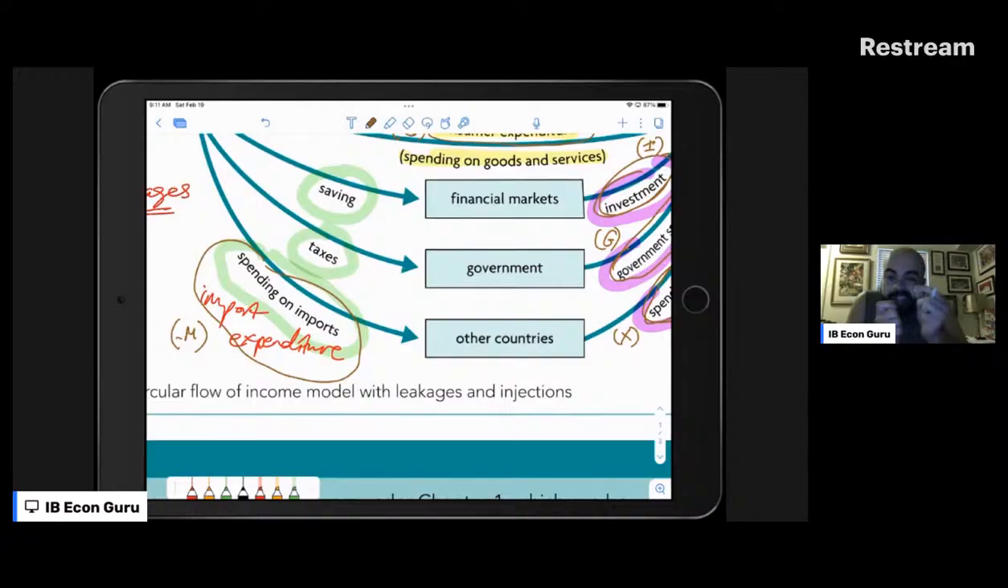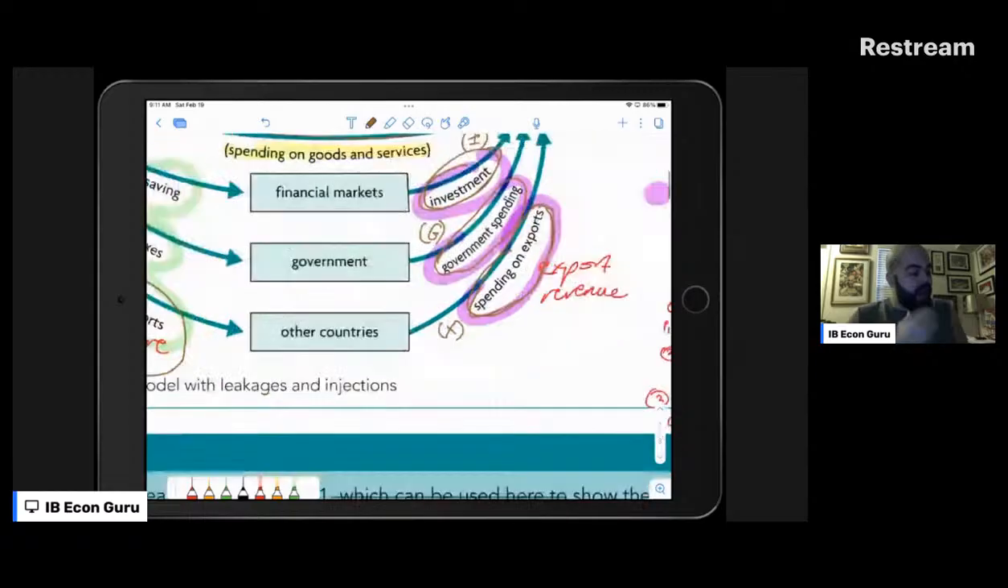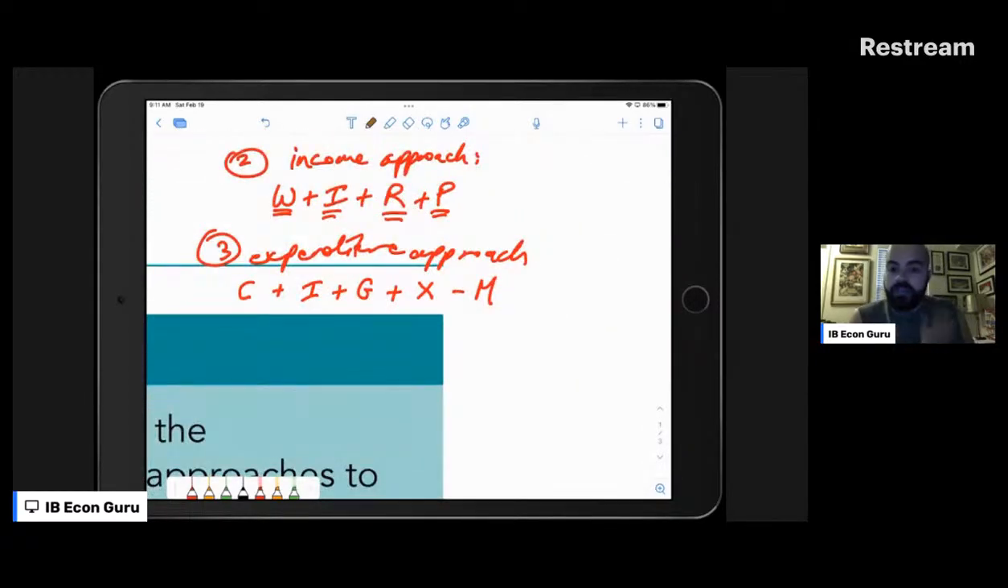So the only leakage that we actually include in this approach, the expenditure approach to measuring GDP, the only leakage that we actually include is import expenditure, okay, because that's money that flows out. So this is the expenditure approach, C plus I plus G plus X minus M.